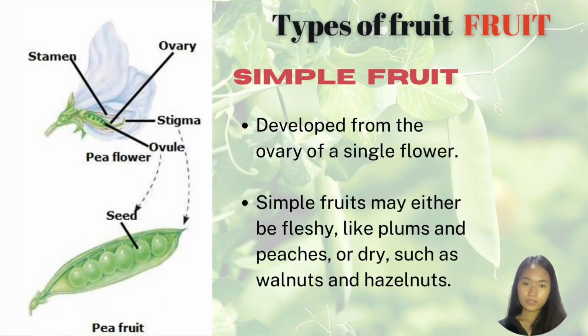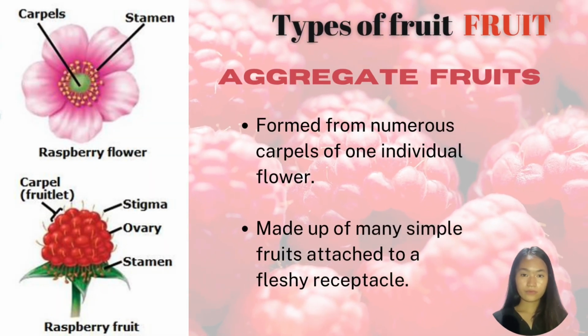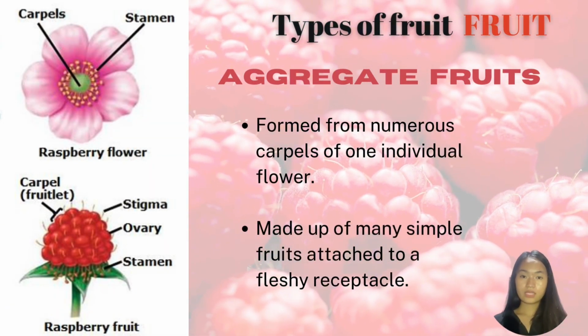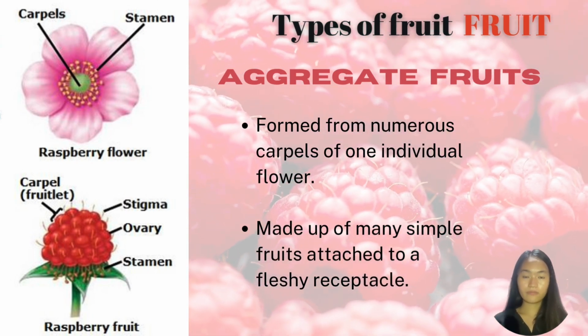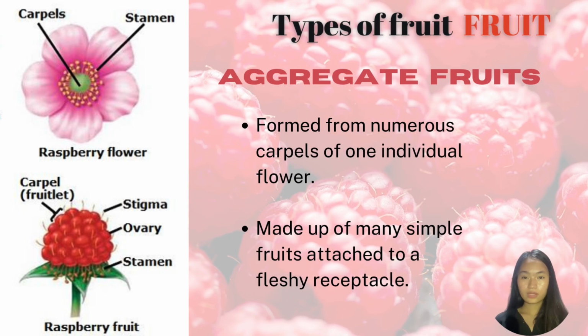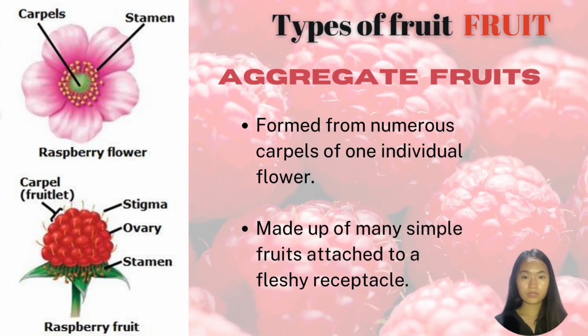So the first one is simple fruits, which is one fruit that developed from the ovary of a single flower. So simple fruits may either be fleshy like plums and peaches, or dry such as walnuts and hazelnuts. So next is aggregate fruits, where the fruit is formed from numerous carpels of one individual flower. So these fruits are made up of many simple fruits attached to a fleshy receptacle.